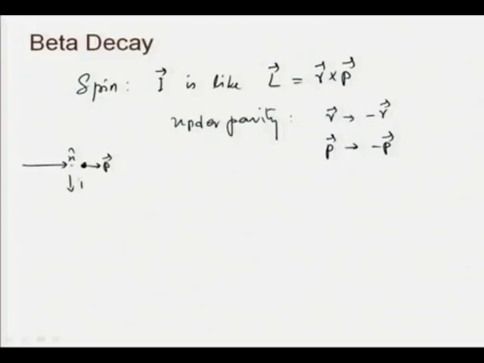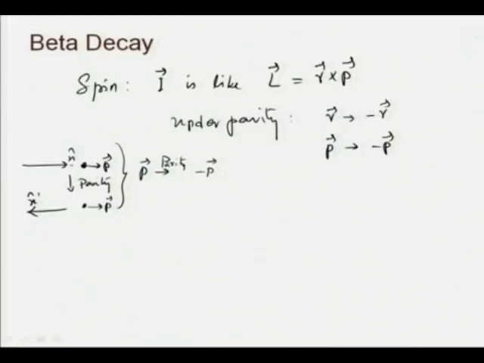And under parity, x will be reversed. Now, this is your new x direction, let me call it x prime, and p is, let us say, as far as that is concerned, this way of doing it, it is going in the same direction. So, effectively you can say p goes to minus p under parity. Okay. That is one way of looking at it.